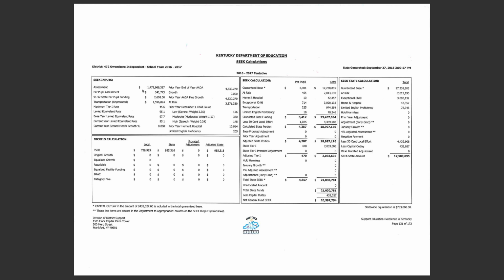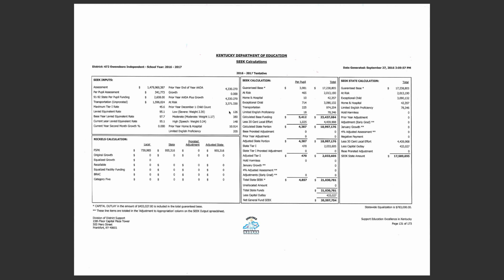Okay, so continuing into this far left box, you see ADA and you see growth and prior year average daily attendance. And this is essentially the average attendance in the district. Okay, and you can see 4,330 students. And then remember we talked about the overall SEEK funding and how that is tied to having add-ons based on the number of students that are living in poverty and other at-risk factors like special education, exceptional children, limited English proficiency.